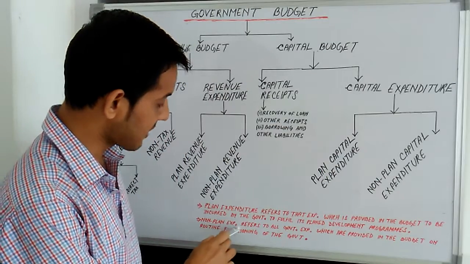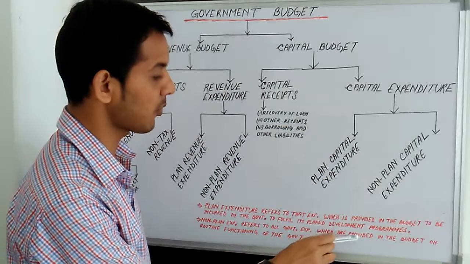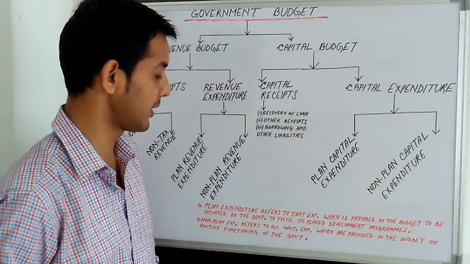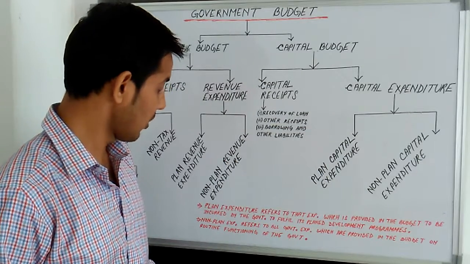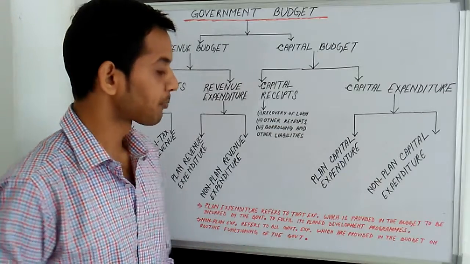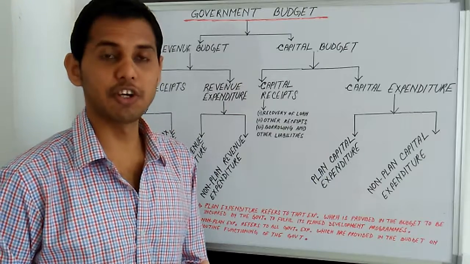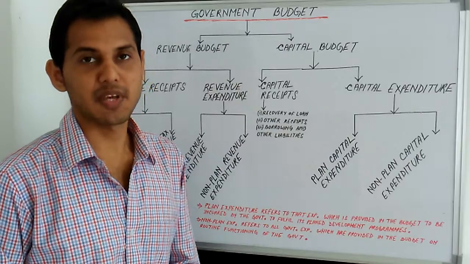And non-planned expenditure refers to all government expenditure which is provided in the budget on routine functioning of the government. So the main items of non-planned expenditure are salary and pension, police, judiciary, defense services, interest payment, subsidy, etc.